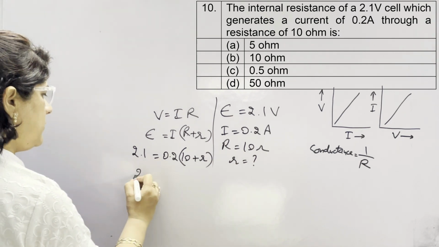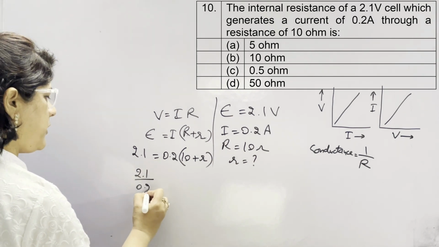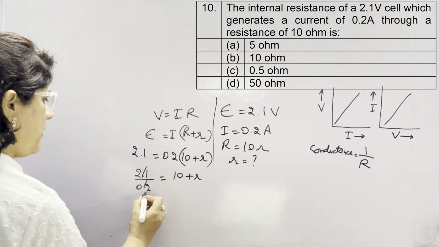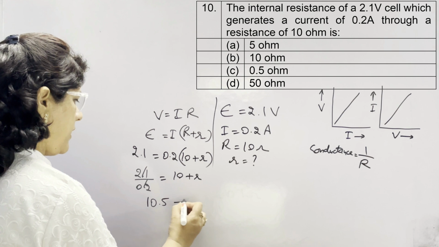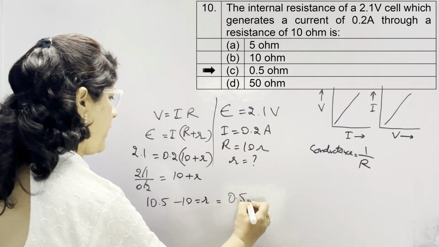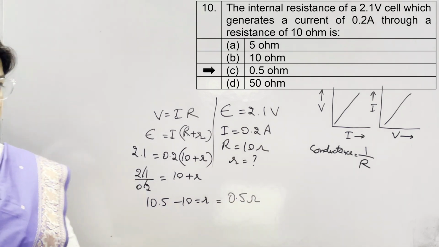So 2.1 divided by 0.2, cancellation of decimals, is 10 plus r, here it means 10.5, then minus 10 is equal to r, and after subtracting we will get 0.5 ohm as the value of internal resistance.